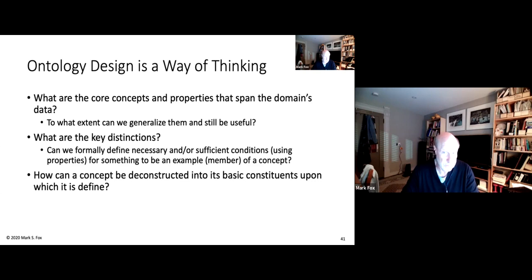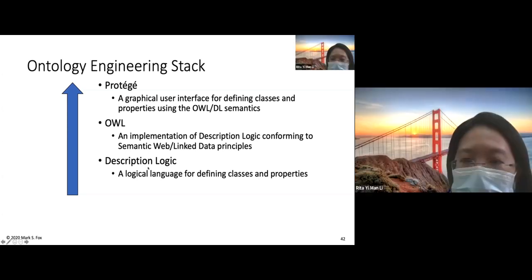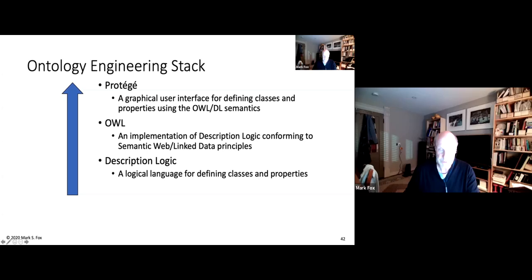The question then is, what tools are available for ontology design? Today, most ontologies are designed using description logic, which is a logical language for defining classes and properties. It is less expensive than first order logic and some other logics, but it was designed to have a certain level of expressiveness while at the same time being computationally feasible. Description logic is written using a logical notation, but that notation can be translated into something that can be specified on the semantic web. OWL, the Web Ontology Language, is an implementation of description logic on the semantic web. It implements description logic conforming to semantic web linked data principles.